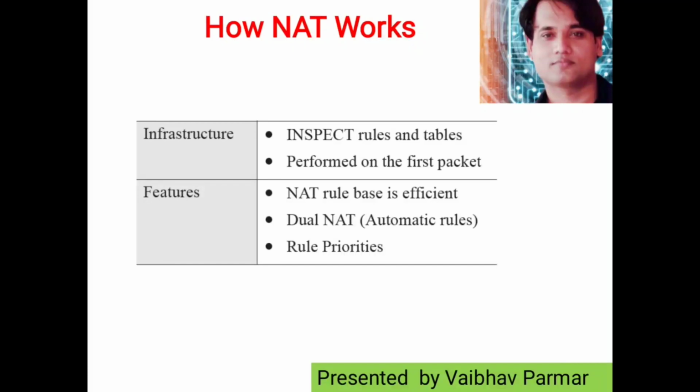Features: NAT rule base is efficient, dual NAT, automatic rules, priorities. Let's understand this. When NAT is defined on a network object, NAT rules are automatically added to the NAT rule base. Those are called automatic NAT rules. NAT is translated during the policy installation to a table and performed on the first packet of the connection. The NAT rule base is very efficient and can match two NAT rules on the same connection. This is called bidirectional NAT. Only applies for automatic rules.